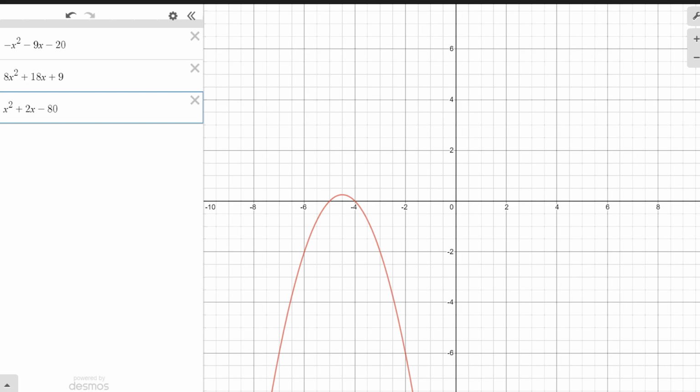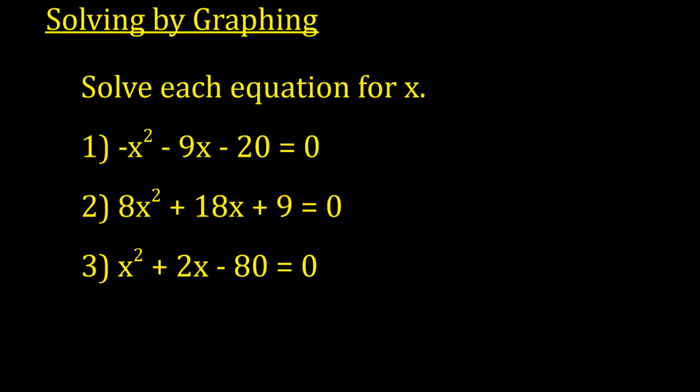So there is the graph. And if I click on that graph, you notice it allows me to touch on the vertex and give me the vertex, but we're not really looking for that right now. What we're doing when we're solving these equations is we're finding where it crosses the x-axis. So there are two spots where this crosses the x-axis. One is at negative 4, 0, and one is at negative 5, 0. So our answers are negative 4 and negative 5. There we go. So for number one, we get x equals negative 4 and x equals negative 5.